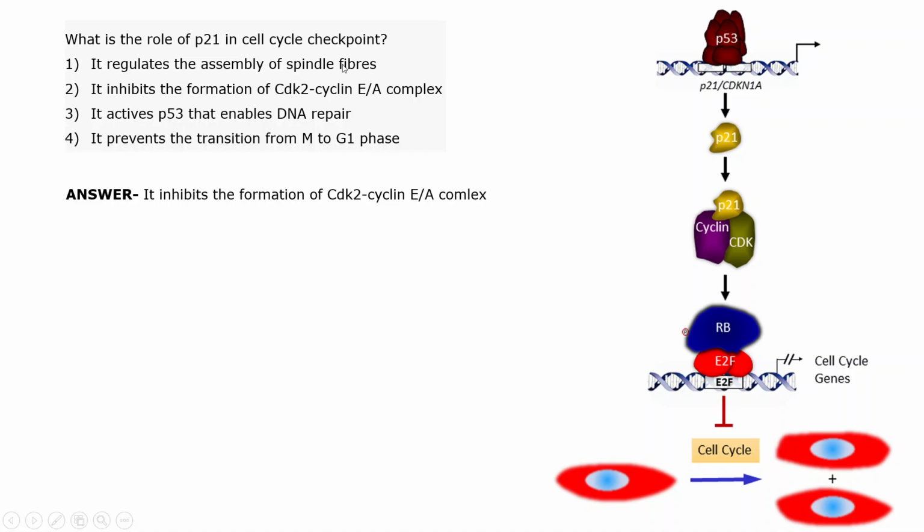So, it regulates the assembly of spindle fiber? That's not the function of P21. It activates P53? No, P53 actually activates P21. That's totally the opposite in this case. And it prevents the transition from M to G1 phase? No, that's the regulation of the spindle assembly checkpoint, right? P21 has nothing to do with the spindle assembly checkpoint. That's another checkpoint at the end of the M phase, which helps in the M to G1 phase transition. So P21 inhibits the formation of the CDK cyclin E or A complex by binding to it.